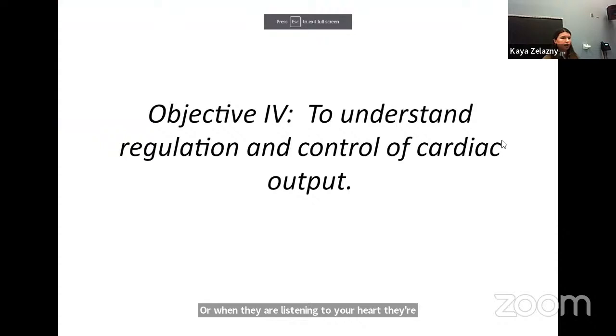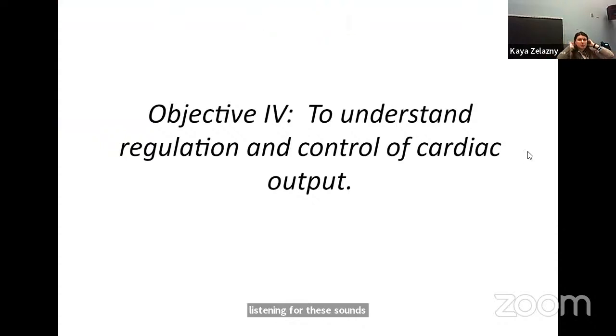Cool. So now we're going to move directly into talking about cardiac output. I'll give you a second to flip over.